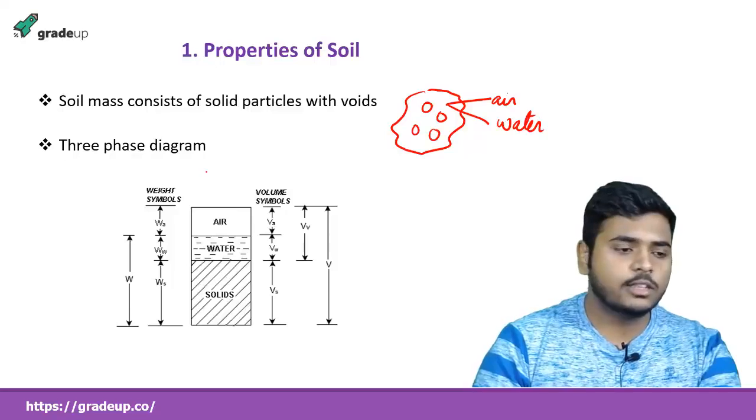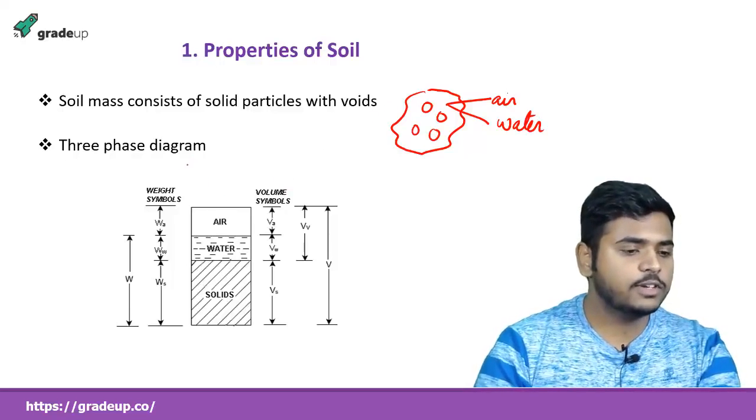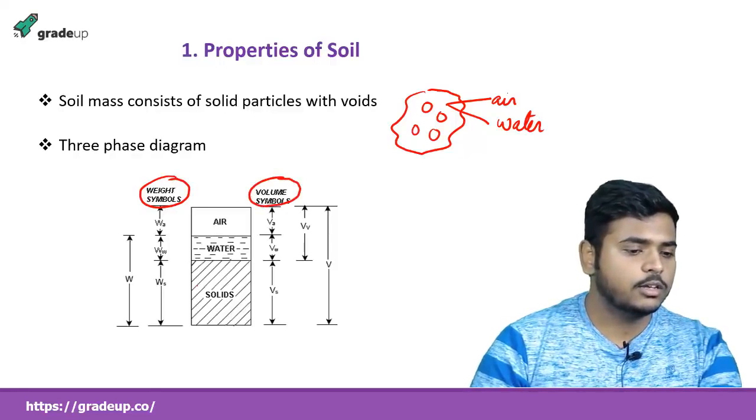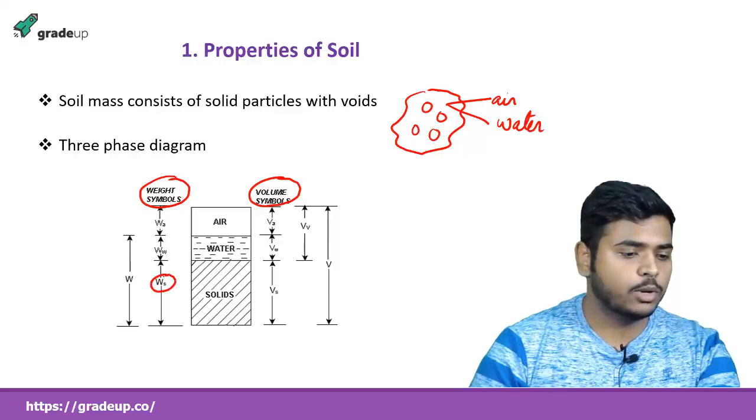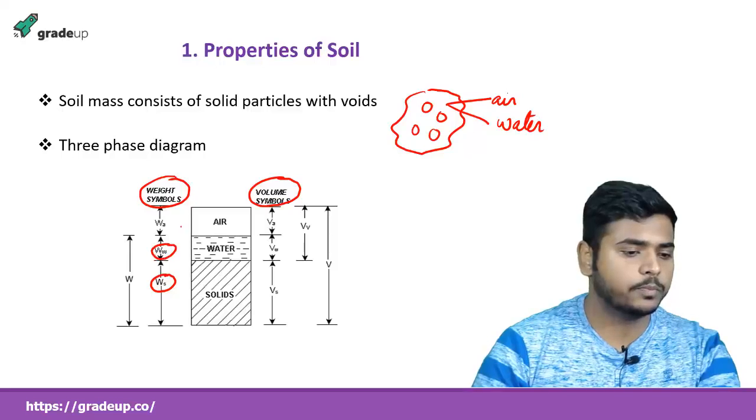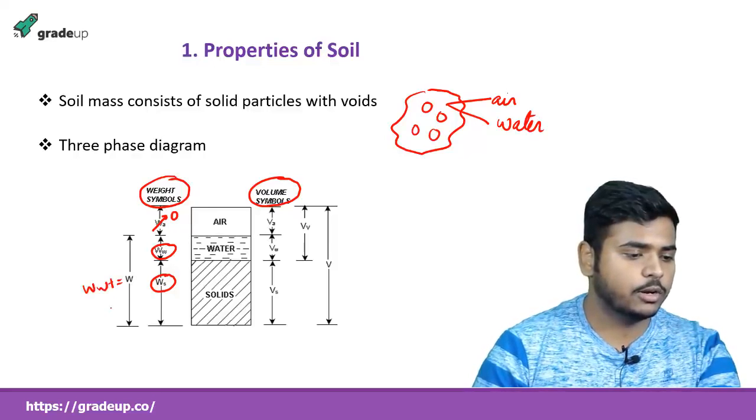The next topic is the three-phase diagram. In the three-phase diagram, we first learn about the weight relations and then the volume relations. The weight of solid is denoted by the symbol Ws and the weight of water is denoted by Ww. Weight of air is neglected. So the weight of soil is weight of water plus weight of solid.